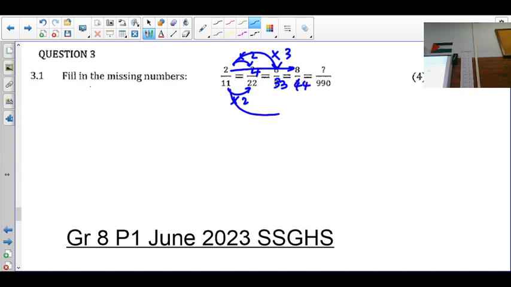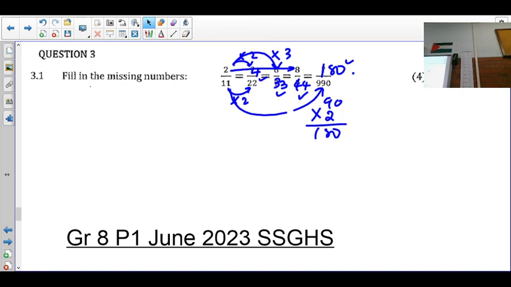How do I get from 11 to 990? You multiply it by 90. Is 90 correct? Yes, so 2 times 90 is 180. 180. So each one is worth 1 mark. Okay.